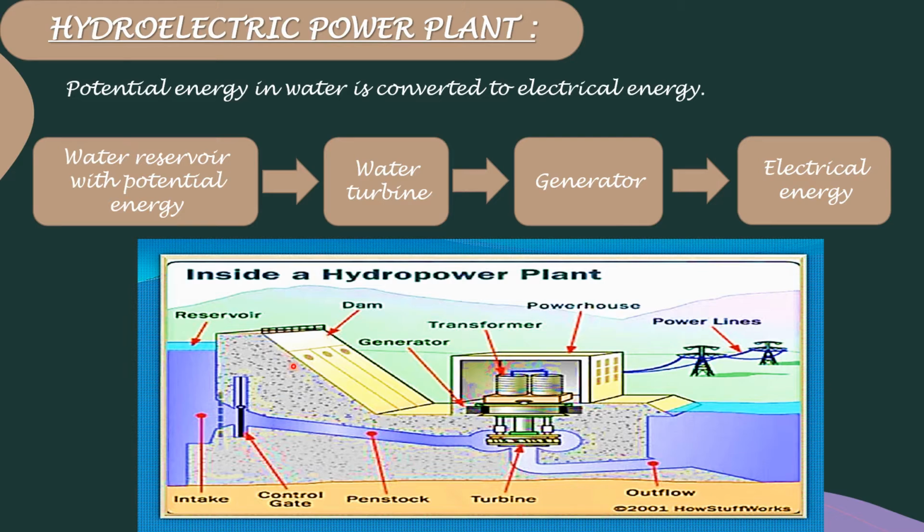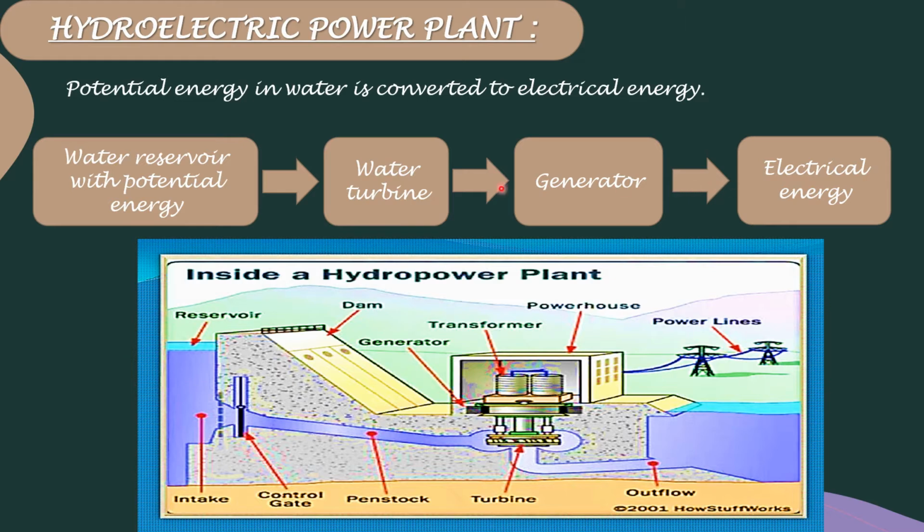And this water stored at high level in a dam is then carried to the turbine at the bottom of the dam, and in this way the potential energy in water is converted to kinetic energy. Then the kinetic energy of the fast flowing water drives the turbine, which in turn rotates the generator to produce electrical energy. So students, this is the flow chart for the production of energy in the hydroelectric power plant.